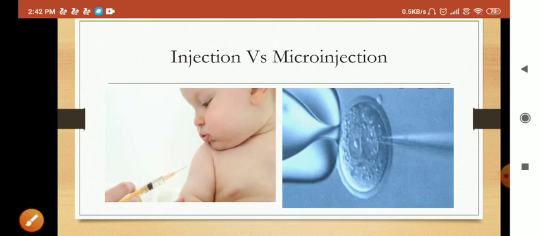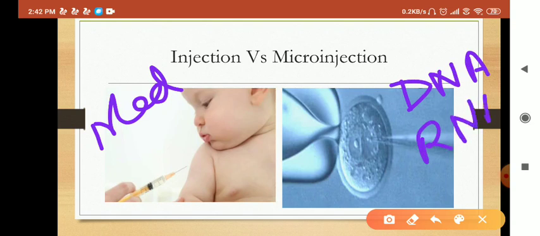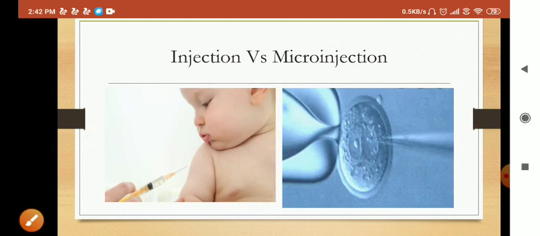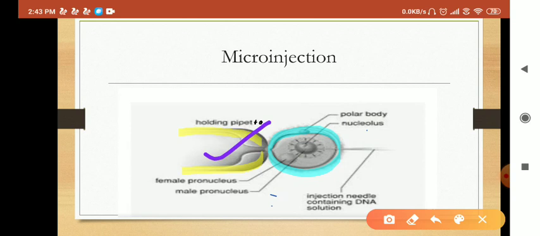In injection, we give medicines or drugs, and in microinjection, we deliver DNA or genetic material or RNA into a single cell. So this is the whole process of microinjection. There is a holding pipette, there is a microneedle, and you can see the holding pipette is holding a single cell with its cytoplasm and nucleus, and in microinjection, the DNA from here, it will pass on to this one.